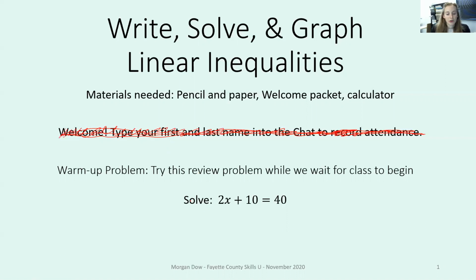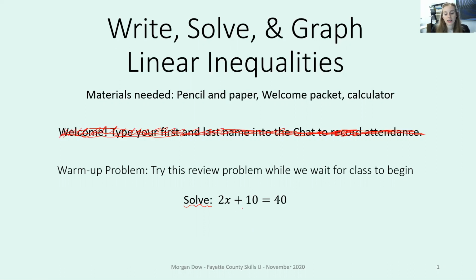All right, so this warm-up problem says solve 2x plus 10 equals 40. This problem is from our Unit 10 from 2 weeks ago when we were solving one variable linear equations. We practiced with a lot of equations that looked just like this one. So whenever we're solving an equation, our number one goal is to get the variable by itself on one side of the equal sign. And to do that, we follow a set process.